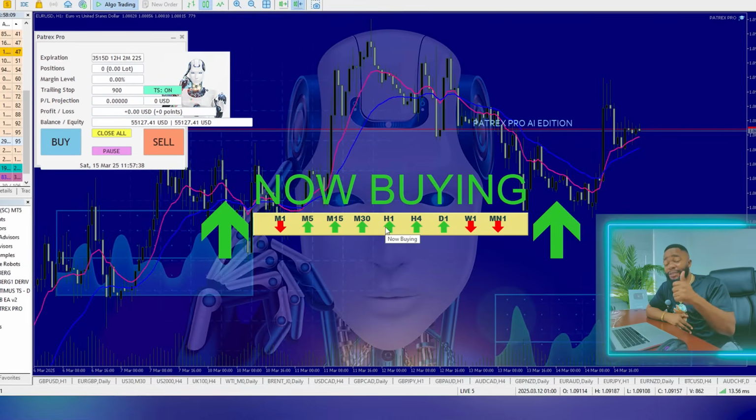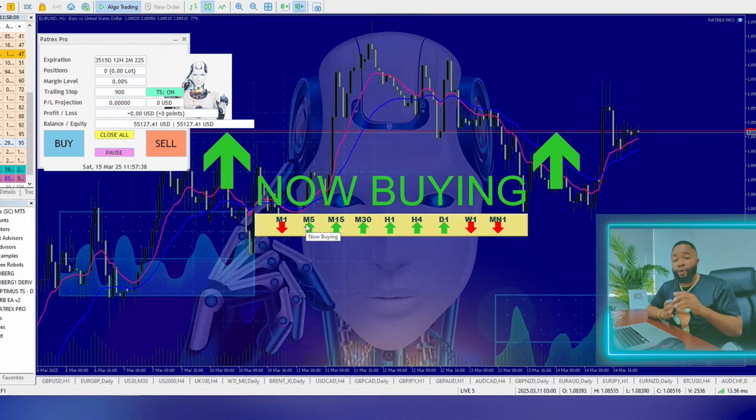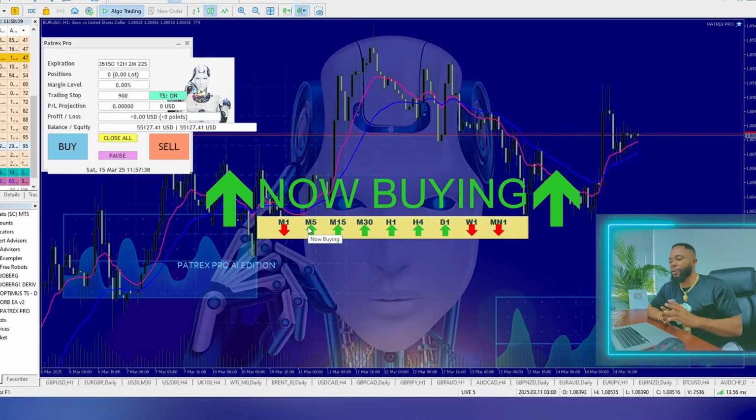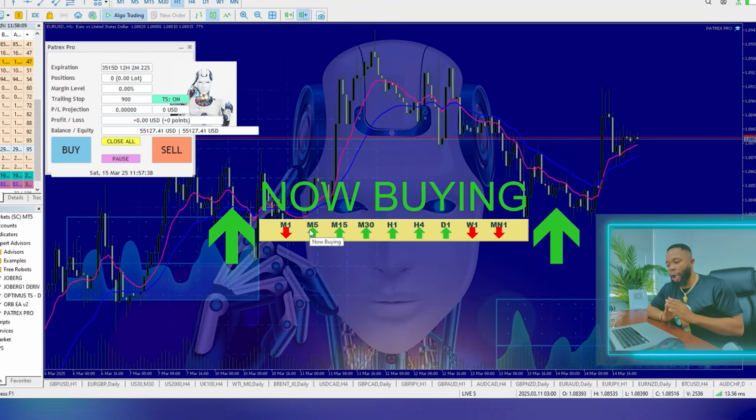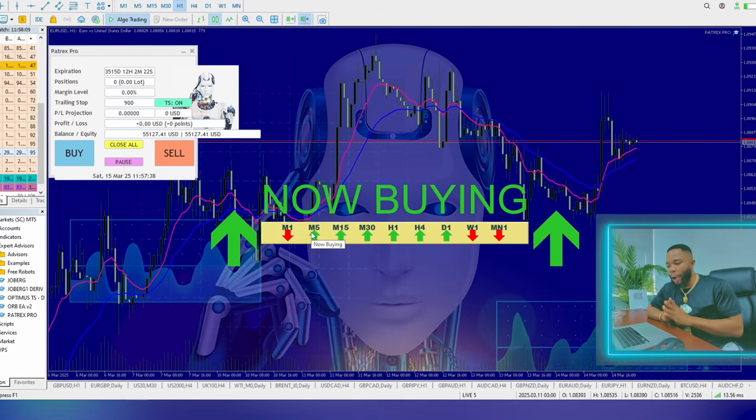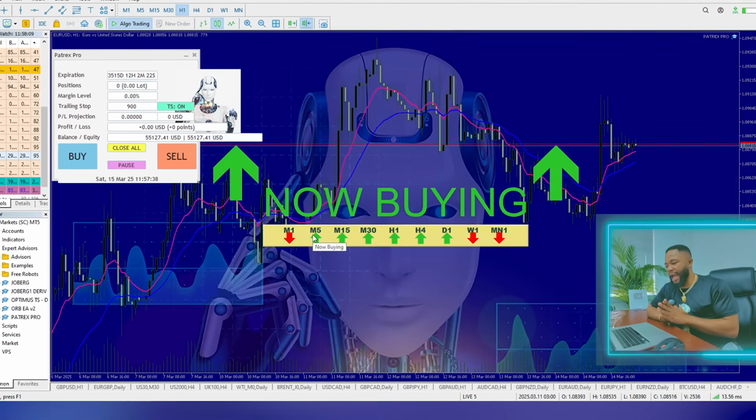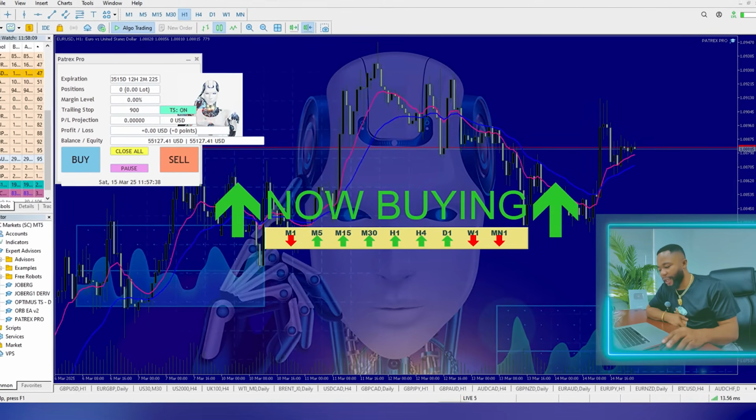You've confirmed that the market is bullish on the 1 hour time frame. You go to the 5-minute time frame. You're only looking for buy opportunities. All right, you're only looking for buy opportunities on the 5-minute time frame. So let's go back again to TradingView.